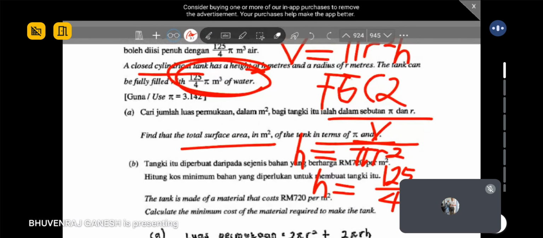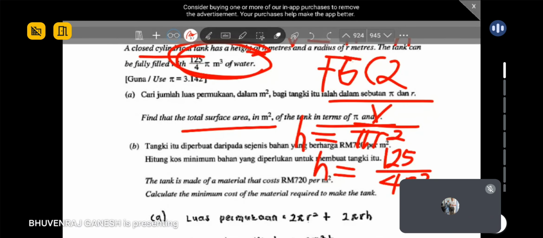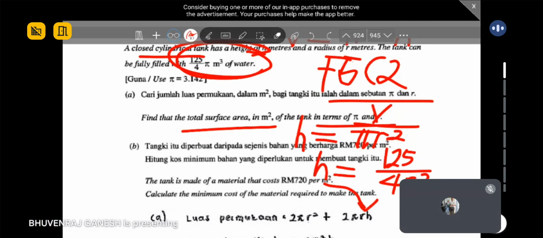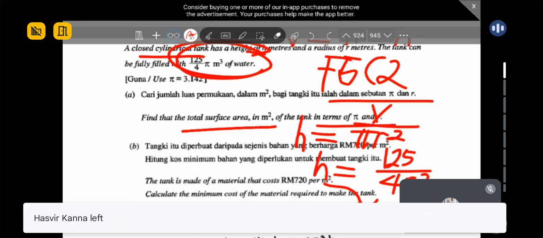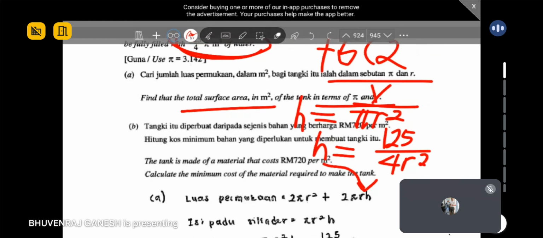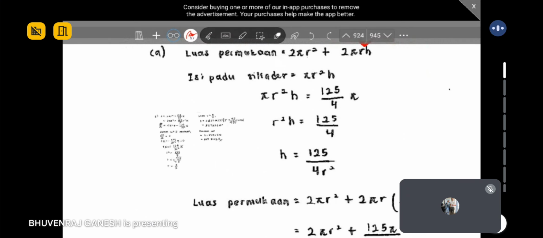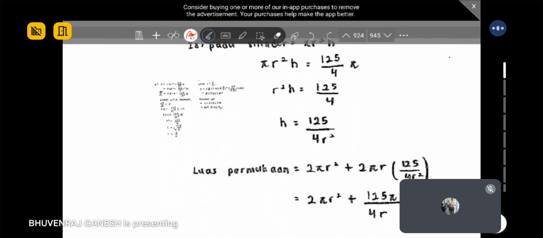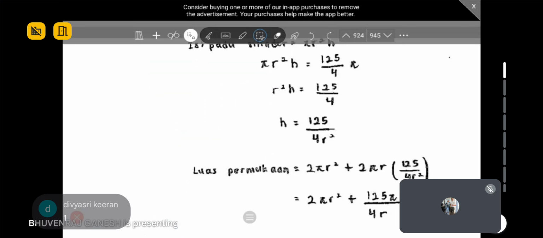So this one you're going to substitute where? May I know? You're going to substitute into the H term over here in your surface area formula, so that you only have an answer in terms of pi and r. So your working will look something like this. This is your final answer. Okay guys, do you understand this question? One or two? One. Okay, continue. Next one.